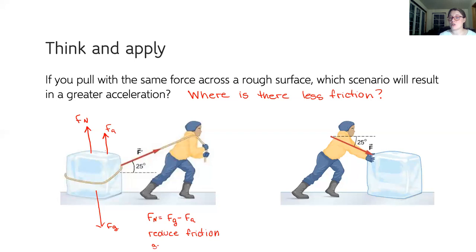Because we have a smaller normal force. Normal force is smaller than gravity, so it's going to reduce friction.